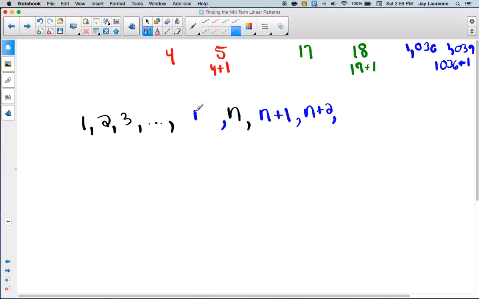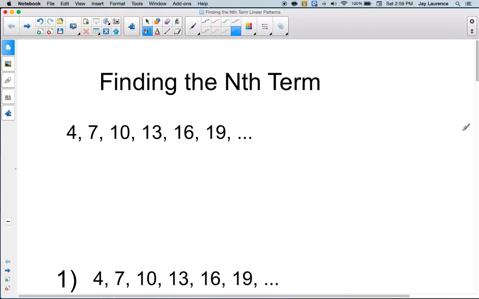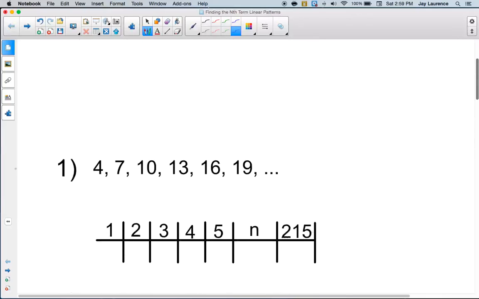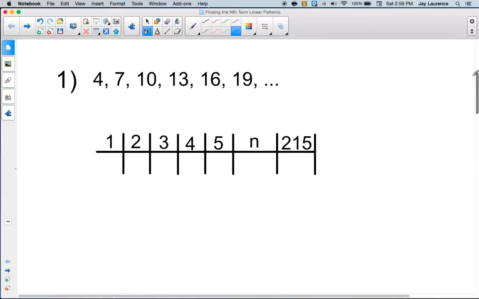What's that? Did you say n minus 1? Excellent. N minus 1. All right. So what I'm going to do is show you how to create a formula using n, or any variable. I like to use n. And that formula is going to allow me to calculate any term in the sequence that I want.